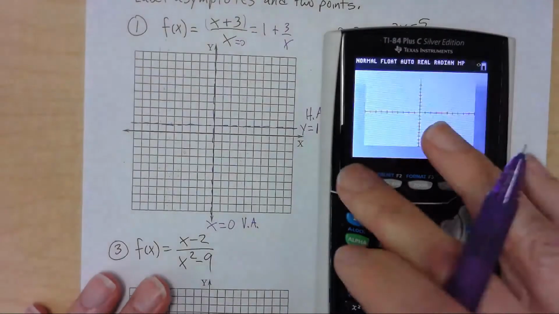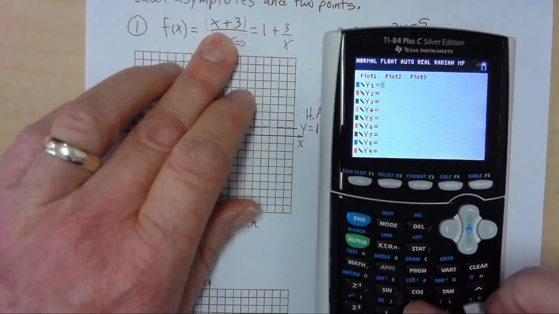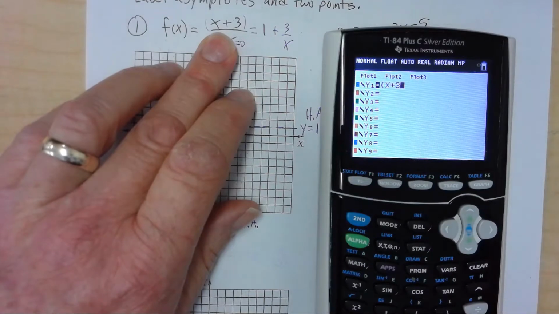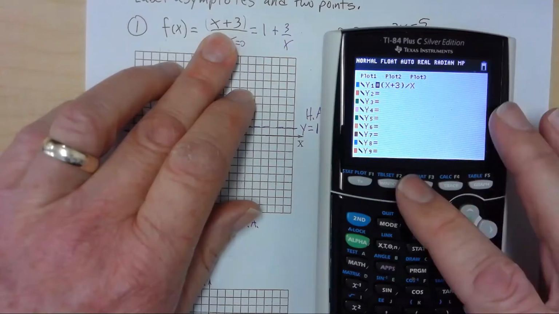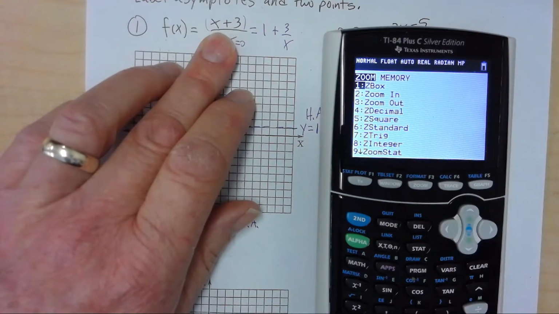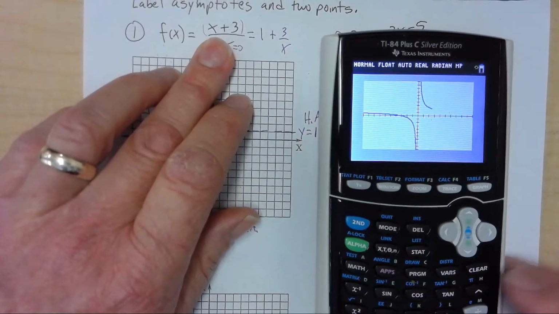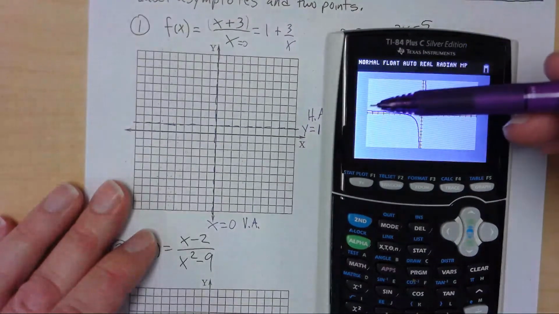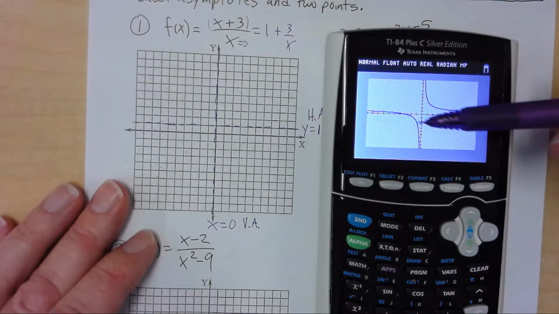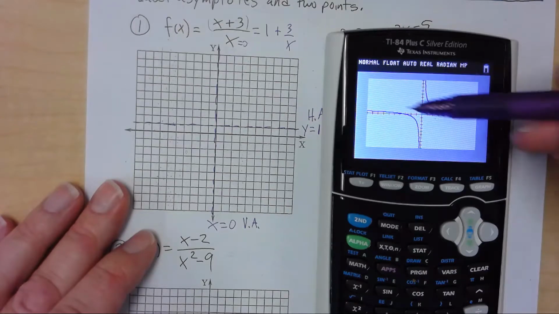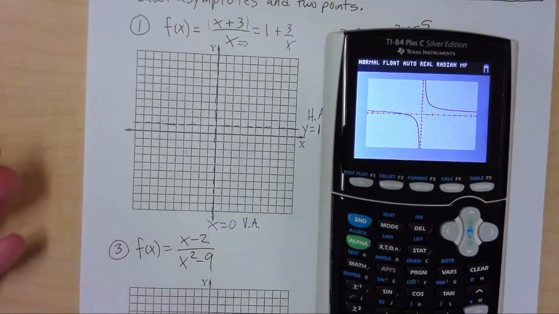So I'm going to type this in, and parentheses would be parentheses x plus 3 divided by x. And all of these we do on zoom standard, so just zoom and 6. So you can see right here how it bends. It bends away from 0 and how it bends away from 0 there, and then it doesn't cross the 1 line. Now we just need a couple of points.